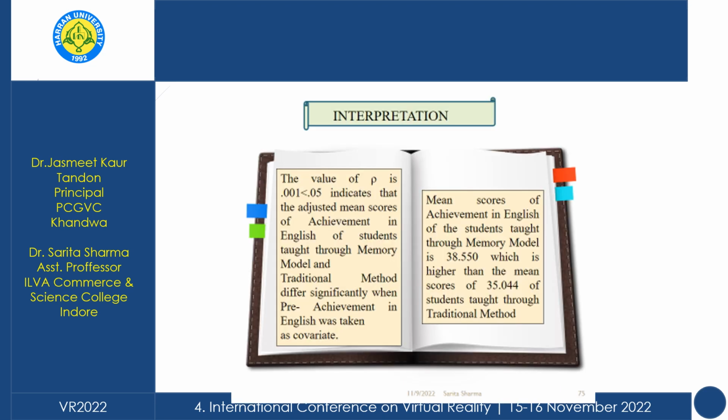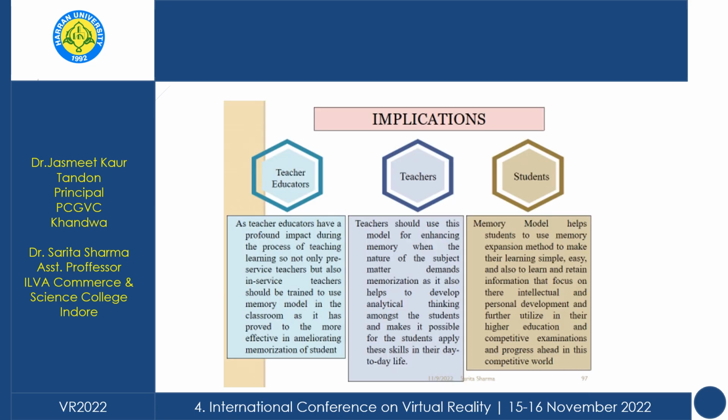This shows that the memory model was quite effective in achievement in English, where the experimental group scored higher as compared to the control. Here is the interpretation. The value of P is 0.001, which is less than 0.05. That indicates that adjusted mean scores of achievement in English of students taught through memory model and traditional method differ significantly when pre-achievement in English was taken as covariate. Mean scores of achievement in English of the students taught through memory model is 38.550, which is higher than that of the control group.